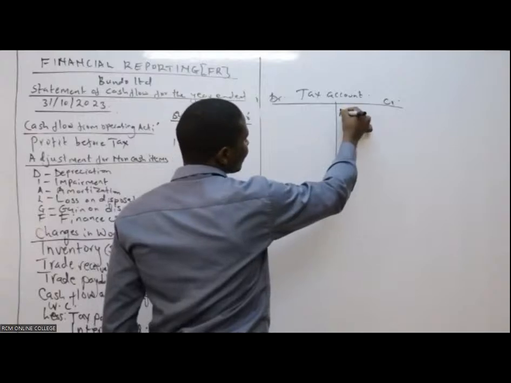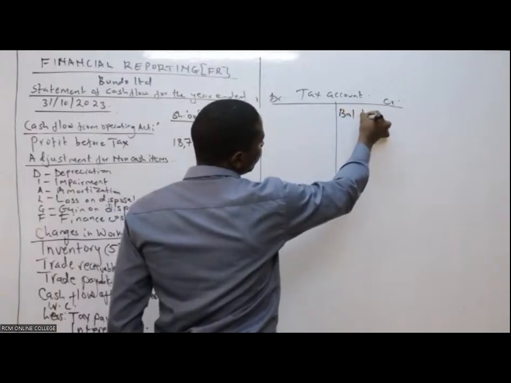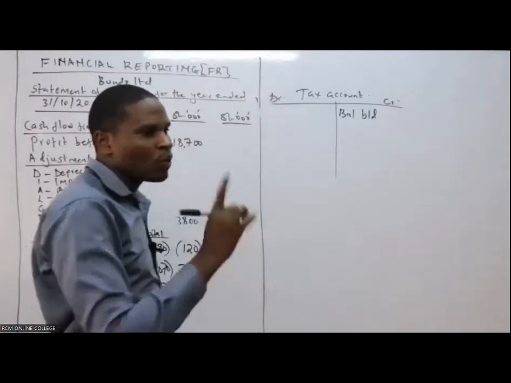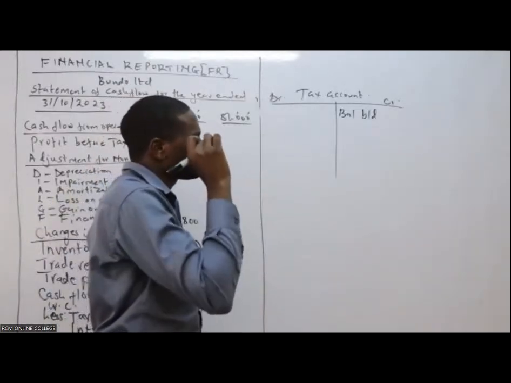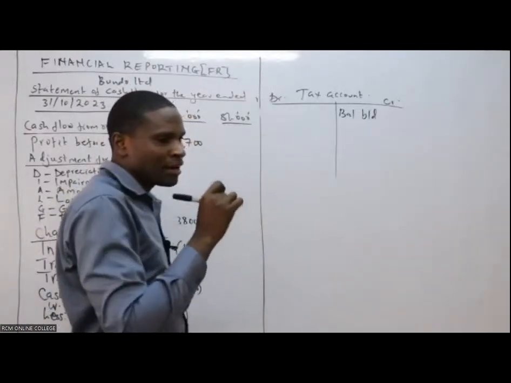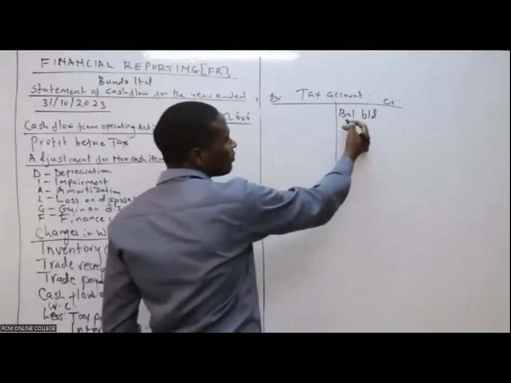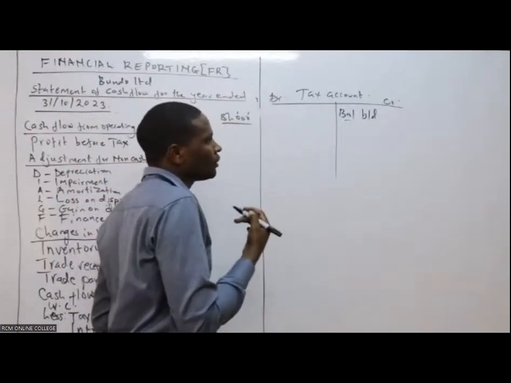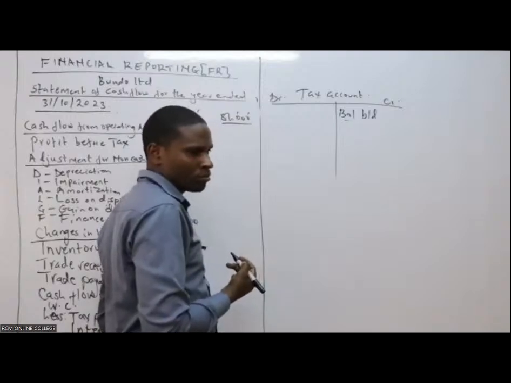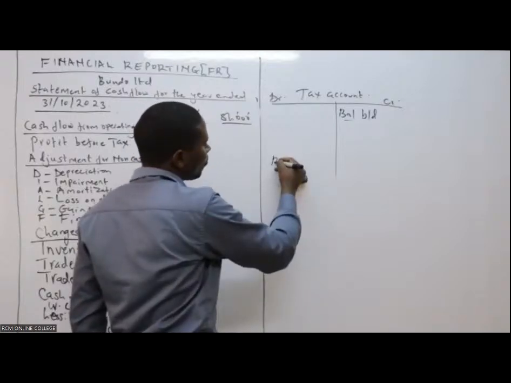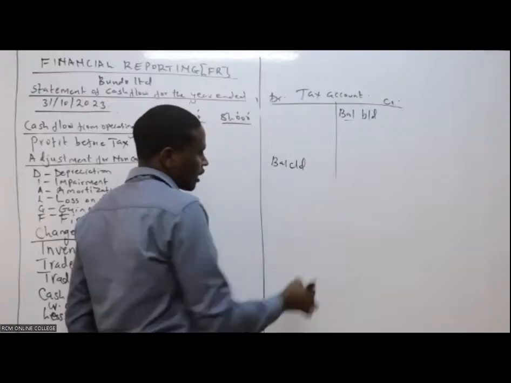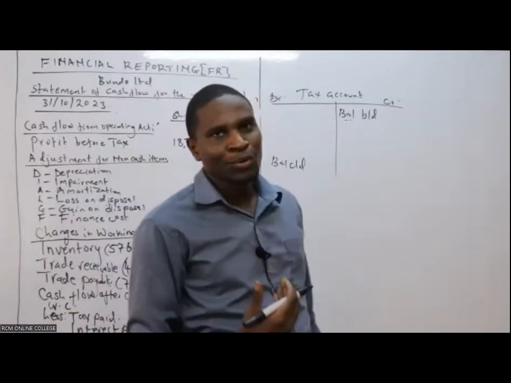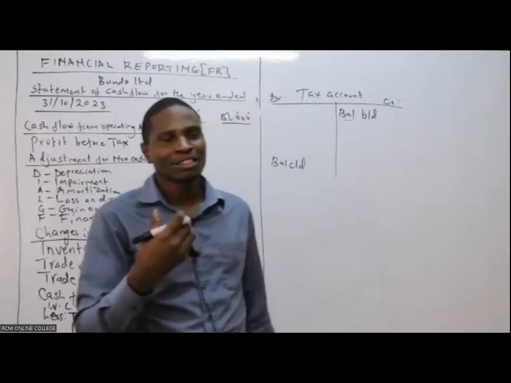Therefore, the balance brought down is always credited. Once you say that tax has a credit balance, it is the balance brought down that we are looking at. The balance brought down is the one we'll dictate. Therefore, balance carried down will be on this side. Now, from the question, can you give me the balance brought down for a tax?